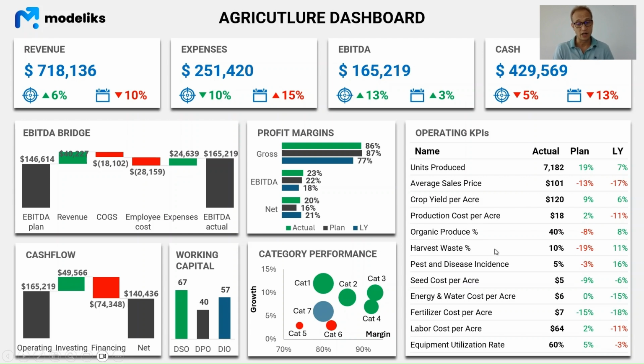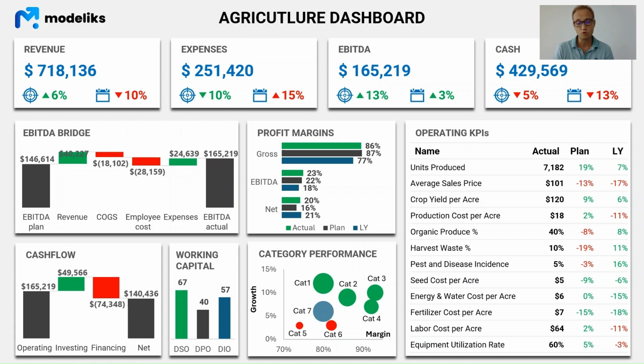What is our waste percentage, pest and disease incidence percentages, and then what is our seed cost per acre, energy and water cost per acre, fertilizer cost per acre, and labor cost per acre, to understand our cost structure for our production. And finally, equipment utilization rate, to make sure we are utilizing our equipment as much as we should. With these KPIs, we get a full understanding of how the operations of our agribusiness are performing.